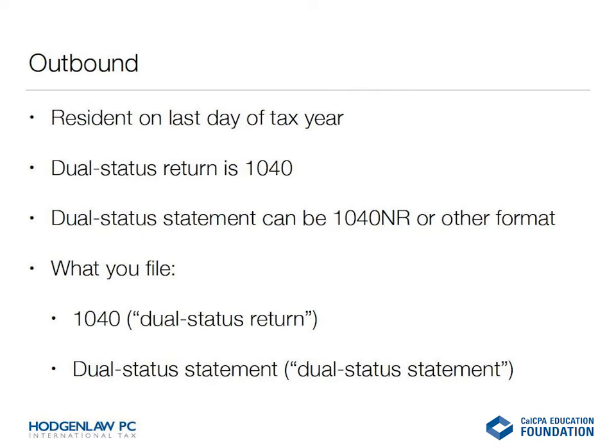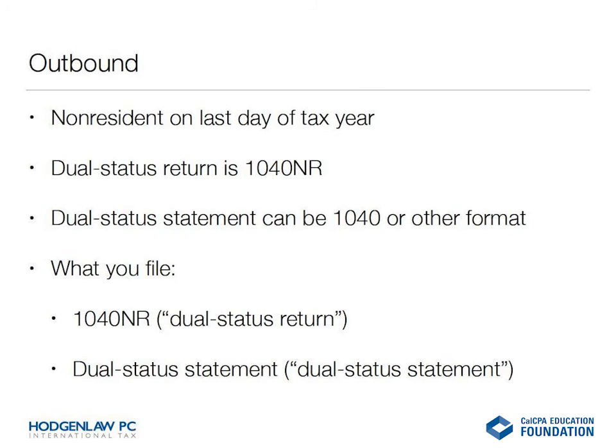And so for an outbound situation, it's basically just the flip side of that. You're a non-resident on the last day of the tax year. Dual status return is 1040-NR. Dual status statement could be a 1040 or other format. And so on your 1040-NR, you're writing dual status return across the top of it. Your dual status statement, which most people would probably use a 1040, you would write dual status statement across the top of that.